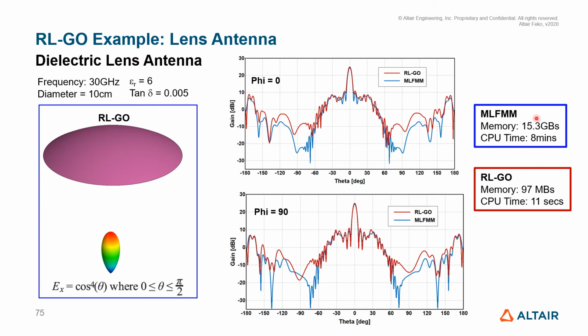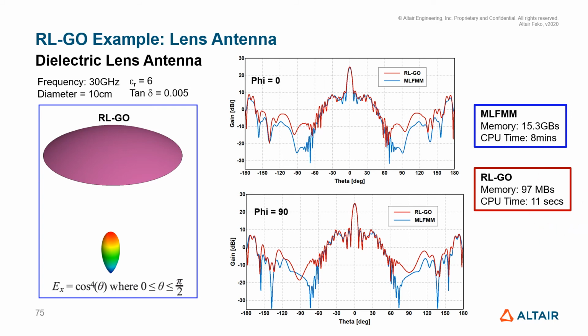The difference is that MLFMM takes 15 gigabytes and 8 minutes of time. RLGO takes 97 megabytes and 11 seconds. Of course, here one wants to make a caution: though we're showing less memory and time, if you can afford it, that is, you have 15 gigabytes of memory and you can wait for 8 minutes, I personally recommend that you use MLFMM for analysis. But of course, if you want a quick answer and very little memory, use RLGO as the first cut. Or in cases where you don't have the memory, let's say you only have 8 gigabytes on your computer, you could use RLGO.